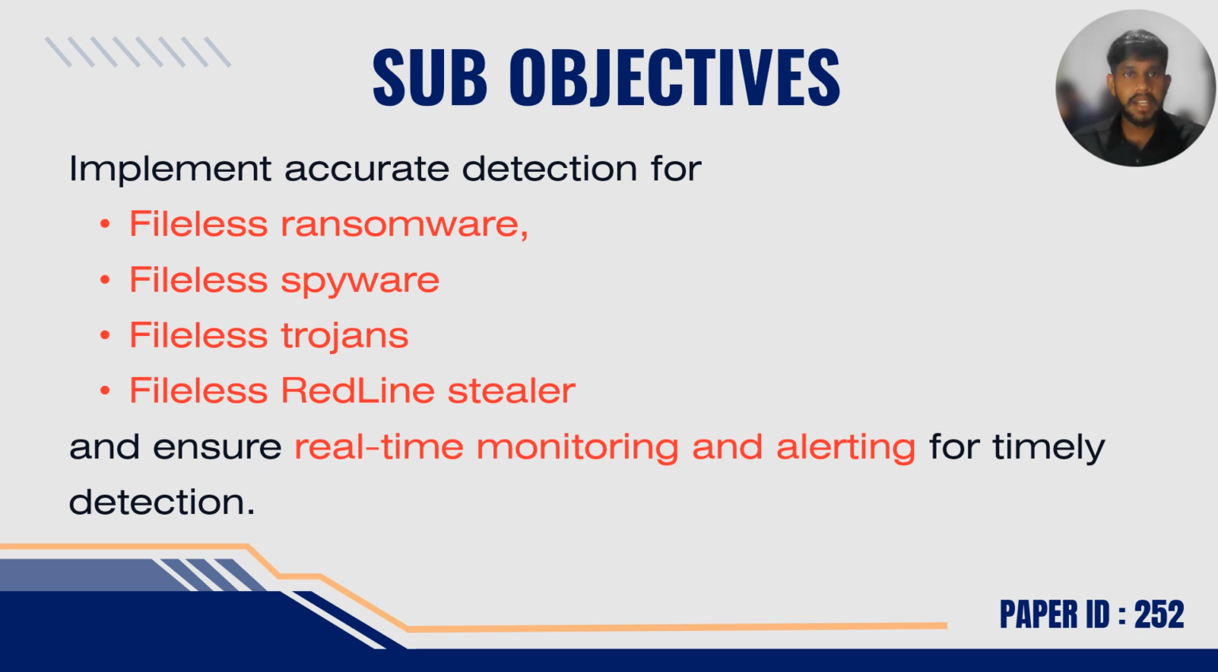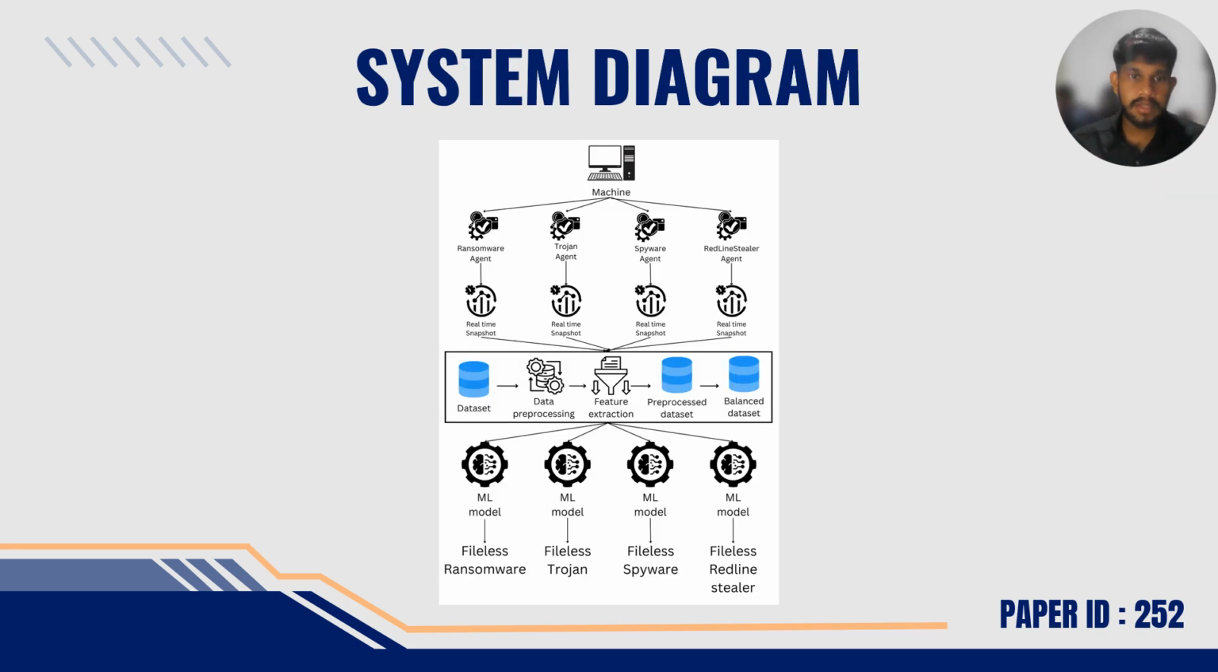To achieve our main goal, we've identified and selected several sub-objectives. These include accurately detecting different types of fileless malware such as fileless ransomware, fileless spyware, fileless trojans, and fileless redline stealer. Alongside this, we aim to implement real-time monitoring and alerting mechanisms to ensure threats are identified and responded to as quickly as possible.